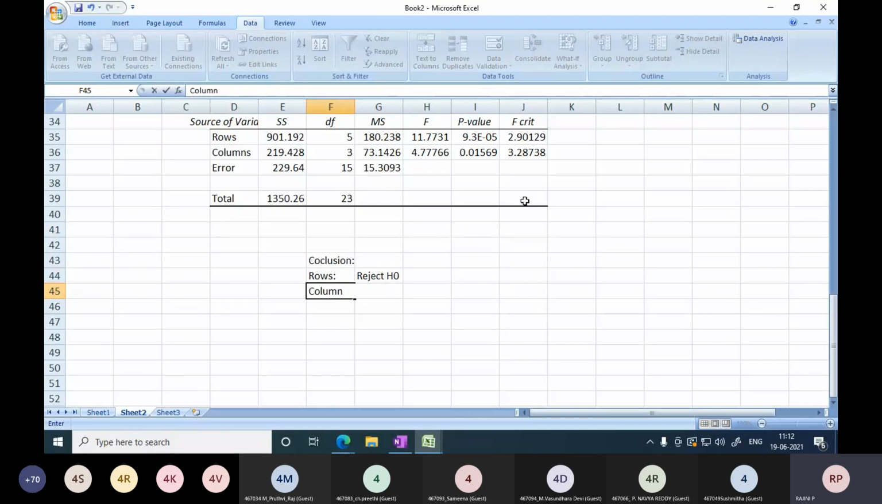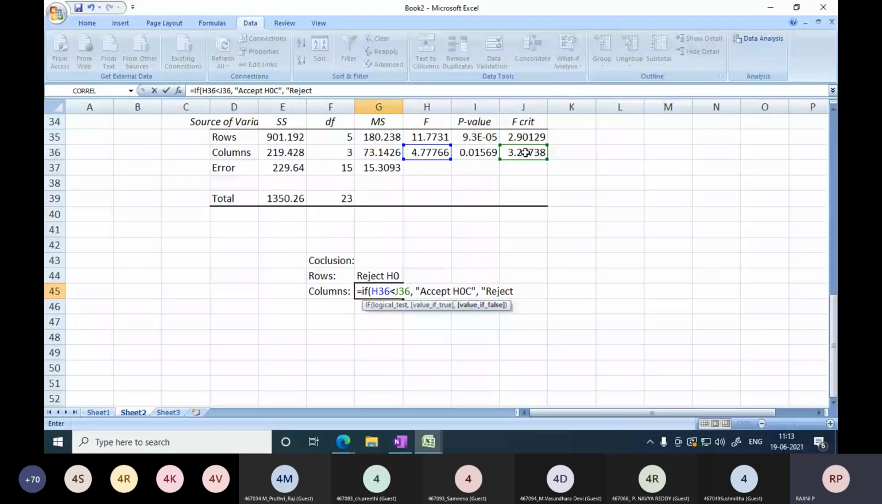It is equal to if, open the bracket. For the columns, what do you have here? F cal less than F tab for the columns, F tab is this one, comma. Then if this condition is satisfied, accept H0. Sorry, what did I give? H0 for the columns, no? H0 for the columns, and comma. Otherwise, reject H0 for the columns.